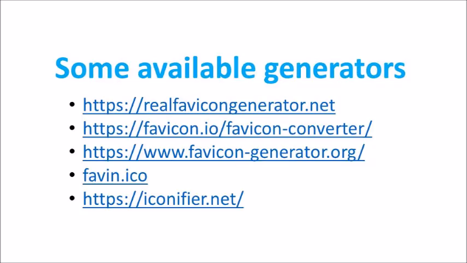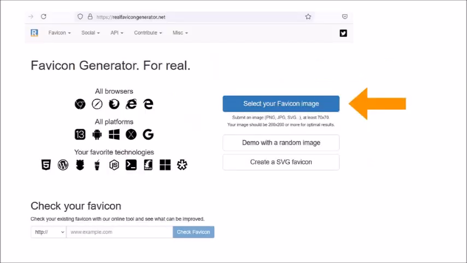So to help us with that, some generous people have created favicon generators. Here are a list of a few. Here we'll just take a look at the real favicon generator. So select your favicon. It should be an image of at least 260 pixels squared or larger.